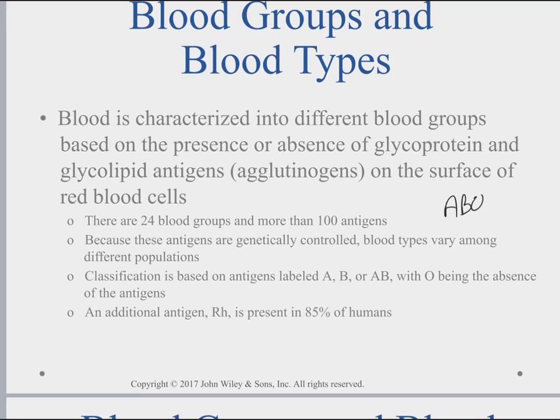Now what we're going to do is go to our next slide and use a whiteboard to explain how this works and how it looks on a red blood cell. We're going to start with the genetics of blood grouping. So let's look at type A blood.